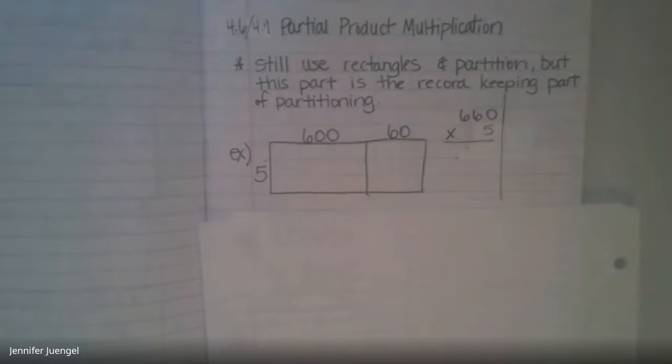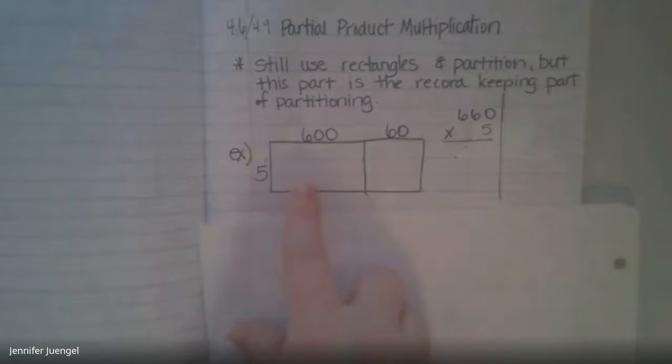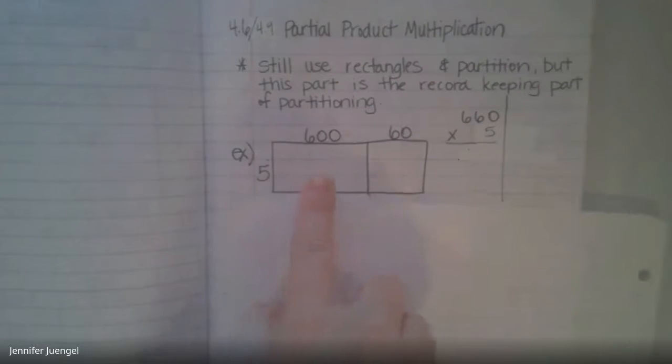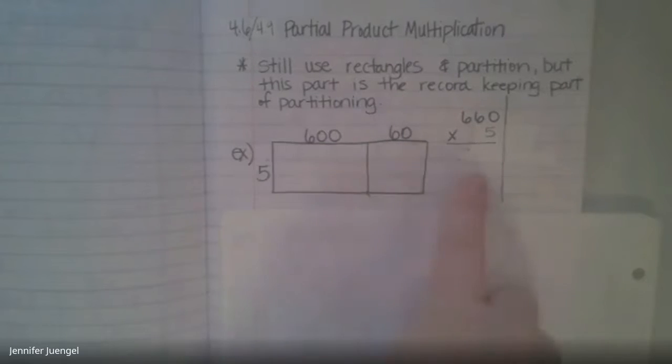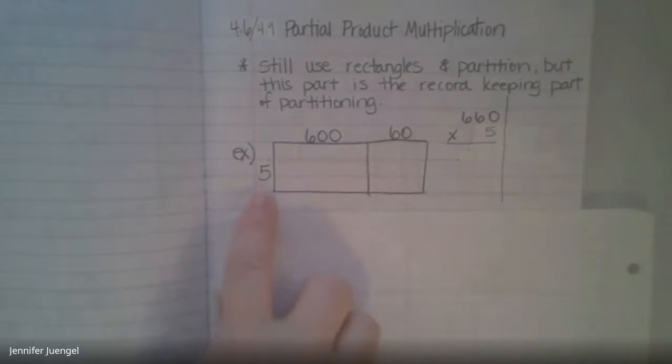to do multiplication of multi-digit numbers using the strategy of partitioning rectangles. That means taking our problem, which in this case is 660 times 5. So this is what the problem looked like to begin with, 660 times 5. As we mentioned last time, we put the small number on the small side of the rectangle, and the big number we broke up into easier, more friendly numbers that were easier to work with.